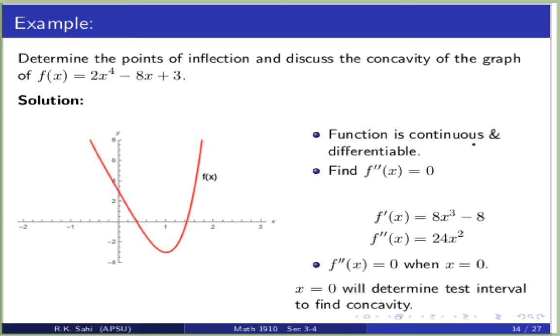Once again, the function is continuous and differentiable. Let's find where the second derivative is 0. We take the first derivative, 8x cubed minus 8, and the second derivative, 24x squared. So this is going to be 0 when x is 0. So we only have one point to help in finding the test intervals to determine concavity.